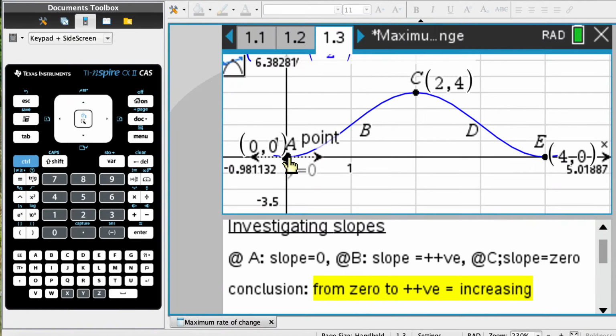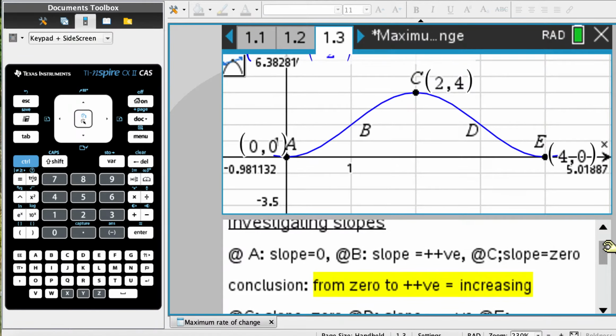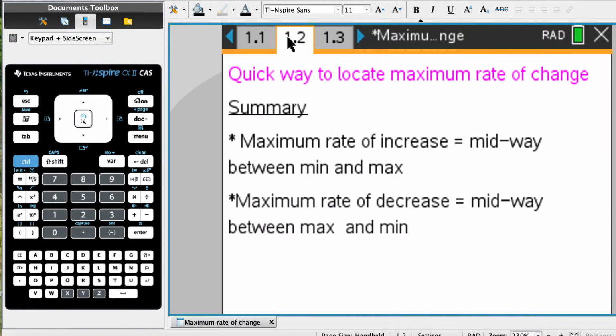At point A, it's 0, but obviously it's getting towards point B. It's getting steeper and steeper, and it reaches the steepest point at B, where the slope is very positive. So you must agree with me that if you're going from 0 to very, very positive, it's fair to say that the slope of my tangent line, or my instantaneous rate of change, is increasing. So therefore, if it's increasing, let's go back to here.